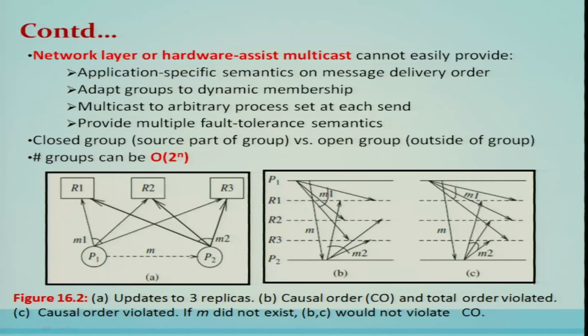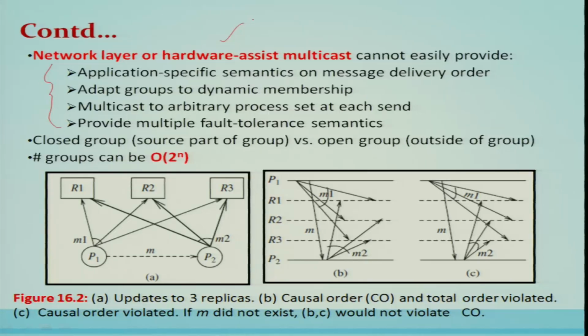Now the network layer or hardware-assisted multicast cannot easily provide application-specific semantics on message delivery order, adapt groups to dynamic membership, multicast to an arbitrary process set at each send, or provide multiple fault-tolerance semantics. So these are a few properties which have to be implemented. Why? Because in the network layer this hardware-assisted multicast cannot be provided.